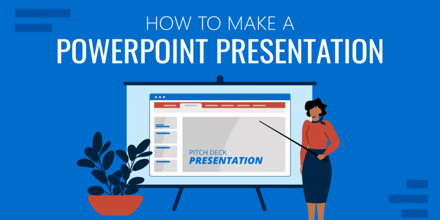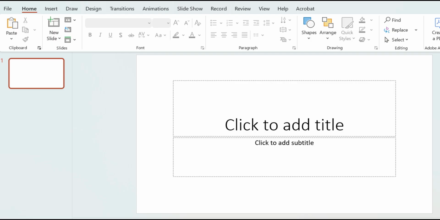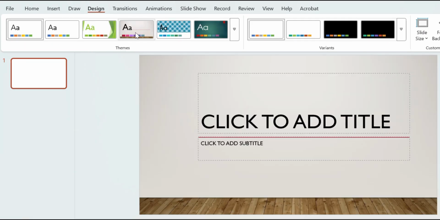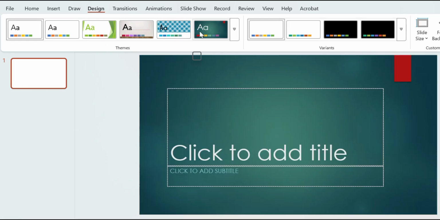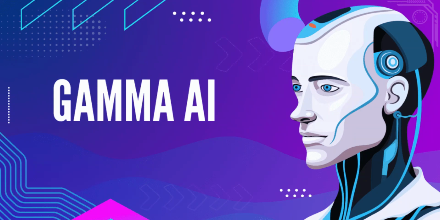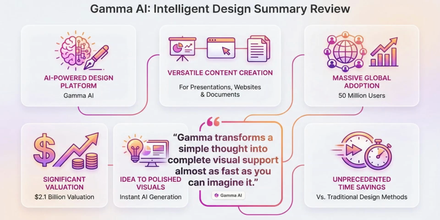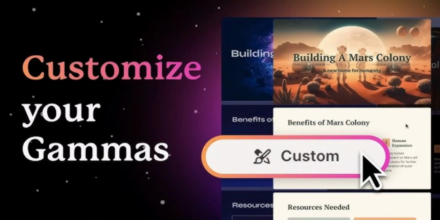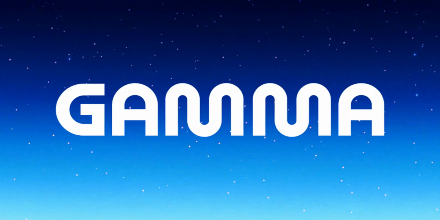If you've ever had to make a PowerPoint presentation and dreaded staring at a blank slide for 20 minutes trying to figure out fonts, colors, and layouts, this video is going to save you so much time. Today I'm showing you how to use a tool called Gamma to create a full, good looking PowerPoint presentation in just a few minutes and then how to customize it so it doesn't look like every other AI generated deck out there. Let's jump straight into it.